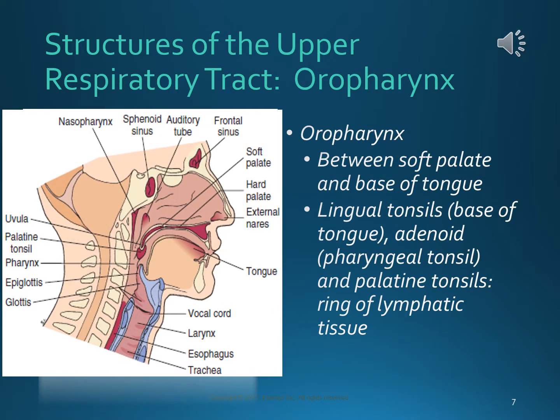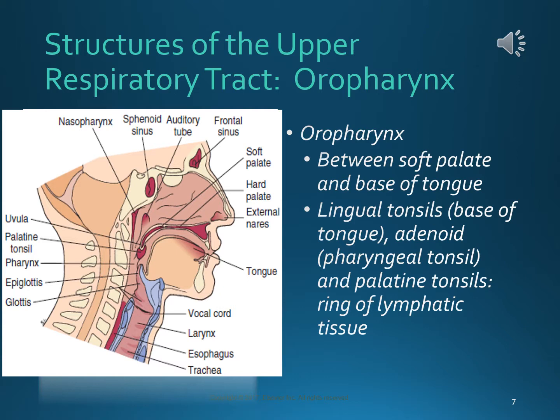Your oropharynx is between the soft palate and the base of the tongue in the back of your mouth. You also have lingual tonsils there at the base of the tongue, your adenoids, which is also called a pharyngeal tonsil, and then the palatine tonsils, which are that ring of lymphatic tissue that we taught you to look for in physical assessment.